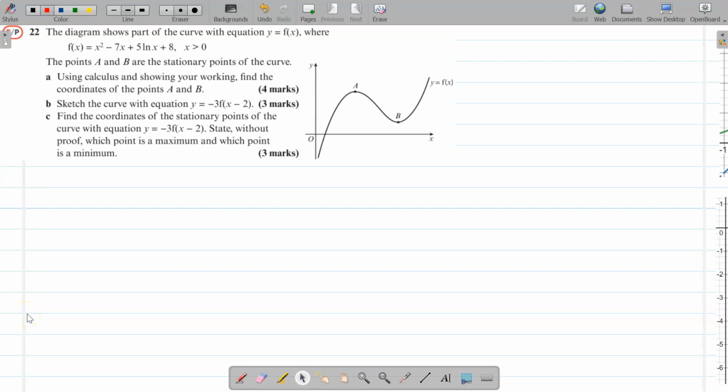Okay, this is the Year 2 book, Chapter 2, and it's question 22 on functions. In this case, we have a function containing powers of x and numbers, and also a log function. And we have to use calculus to find the coordinates of the points A and B, the stationary points where the gradient is 0.